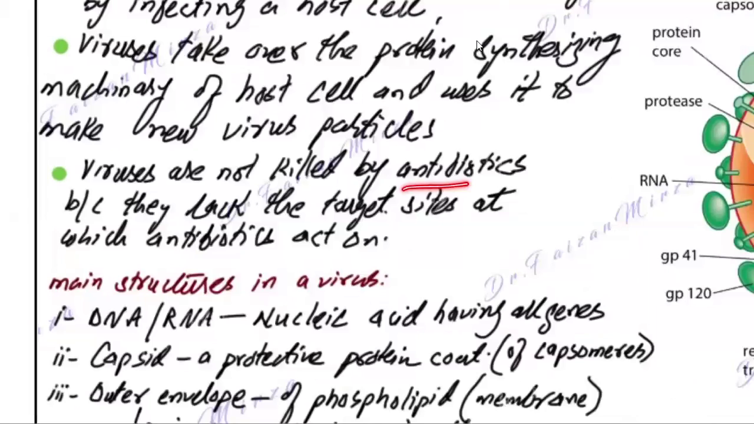Viruses are not killed by antibiotics. Why not? Because viruses do not have any living process going on. There is no cytoplasm, there is no chemical reaction going on. So there is no target site for the antibiotic to work on.